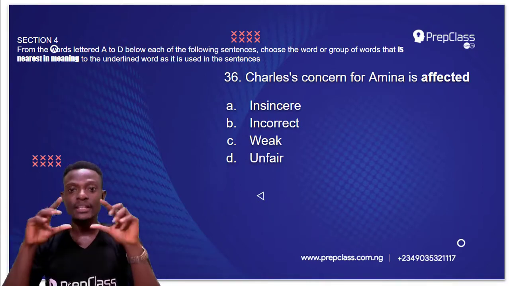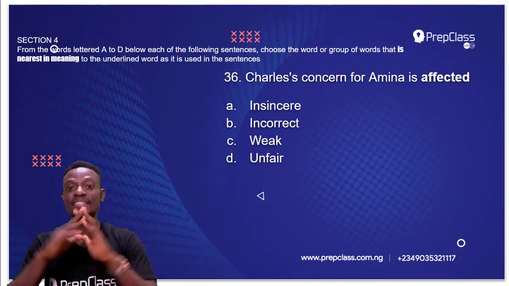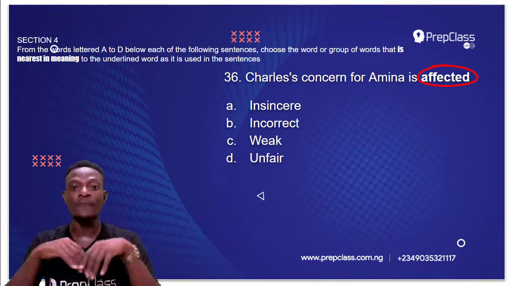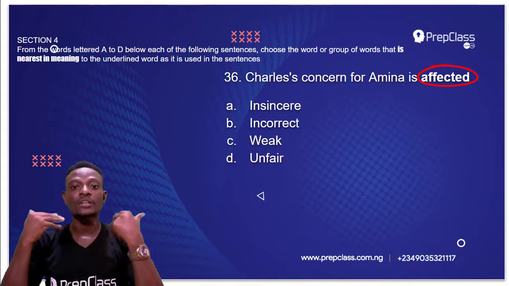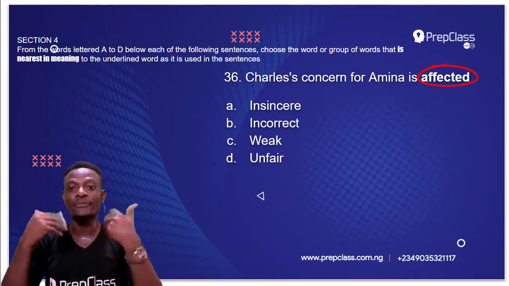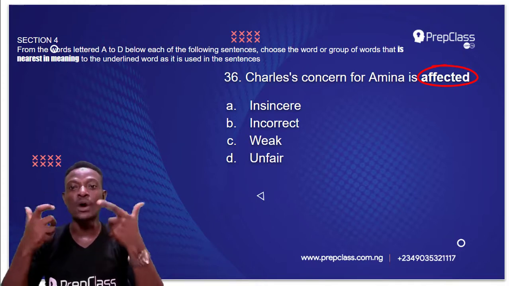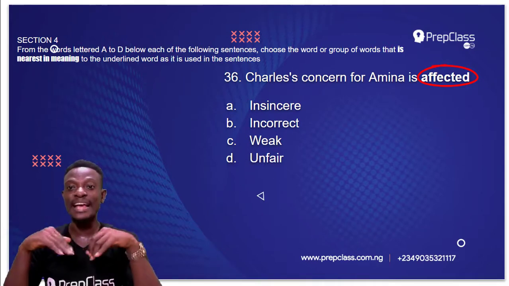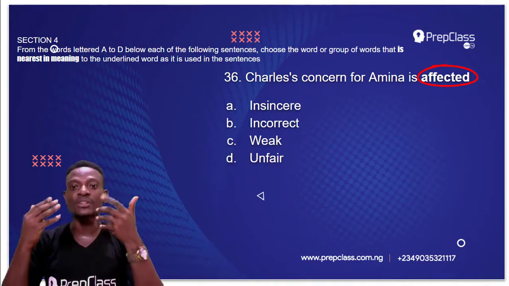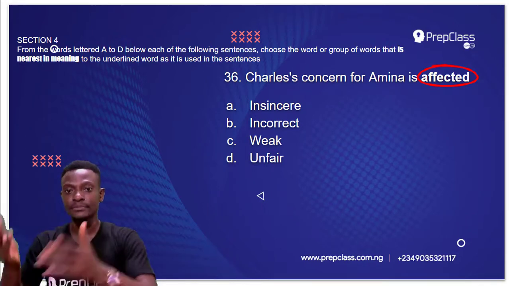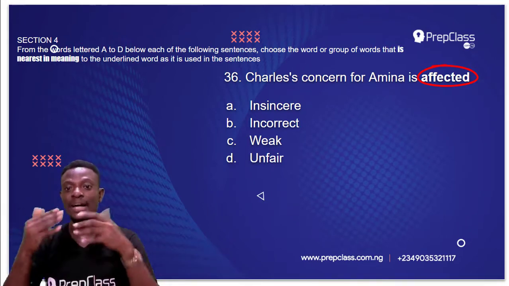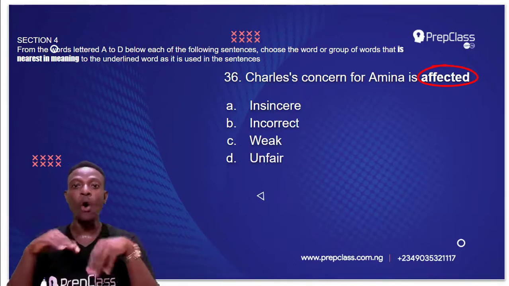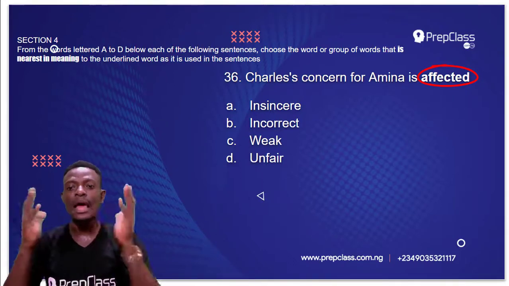Question 36 reads, Charles's concern for Amina is affected. The word in bold here is affected. So the options we have are insincere, incorrect, weak, and unfair. Remember, we have to choose the word that is nearest in meaning to the word in bold. So Charles's concern for Amina is insincere, or incorrect, or weak, or unfair.